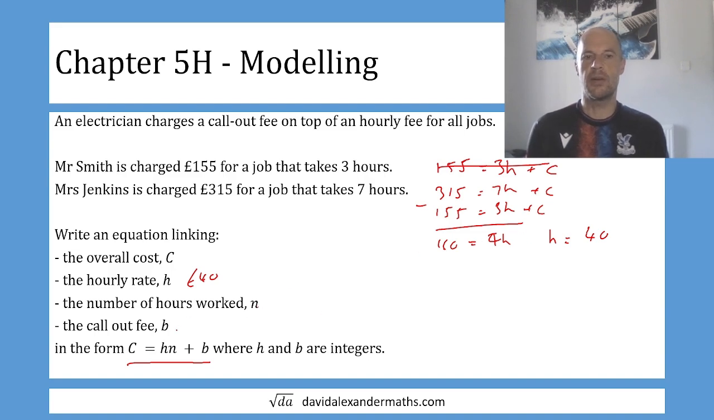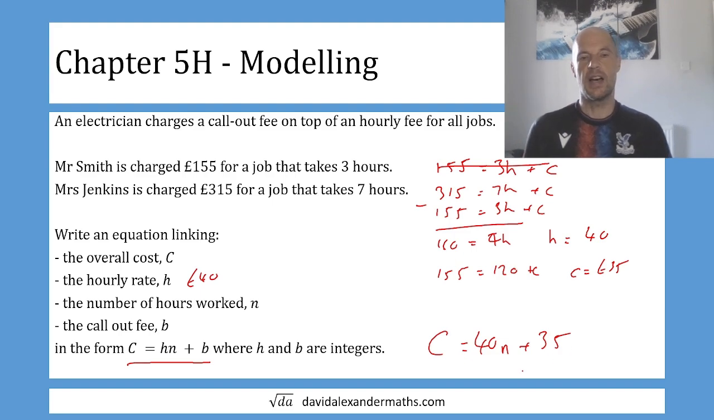So the hourly rate is £40, and the number of hours worked is N anyway. But the call-out fee we can work out. So we can just substitute. We know that H is 40, so we can say that 155 is 3 times 40, which is 120 plus C. So C is £35. So therefore the cost is the hourly rate, which is 40, N, the number of hours, plus 35. Okay, and we're done.